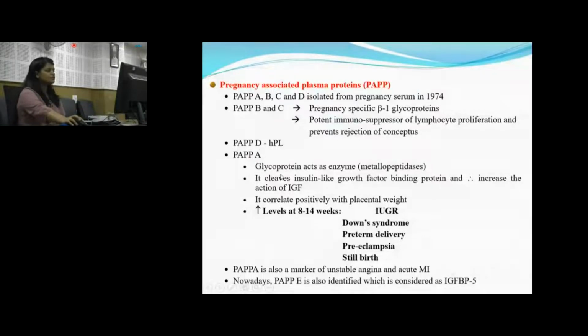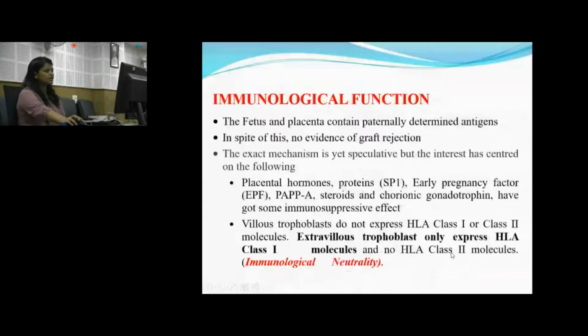PAPP A is a glycoprotein which acts as a metallopeptidase enzyme. It cleaves insulin-like growth factor binding protein and thus increases the actions of IGF. PAPP A is also a marker of unstable angina and MI. There are still various research activities going on with PAPP proteins.